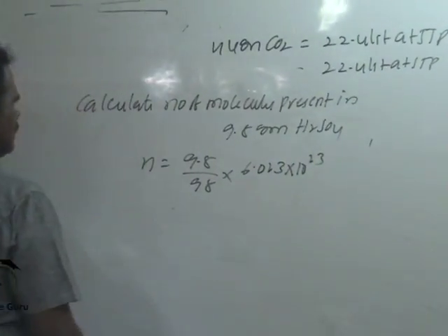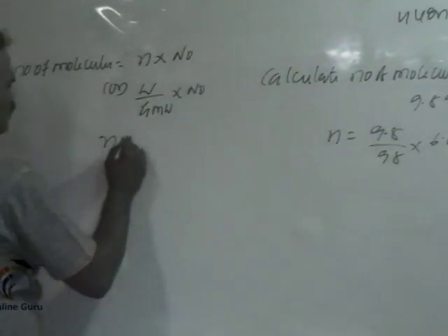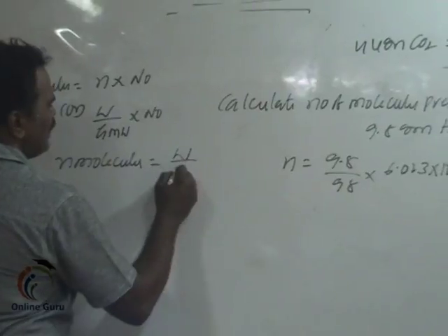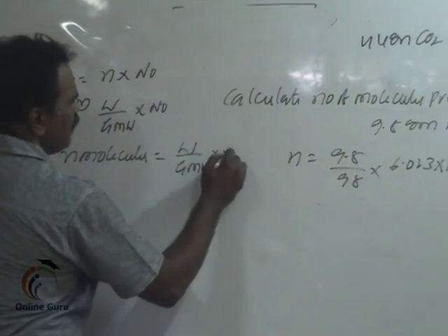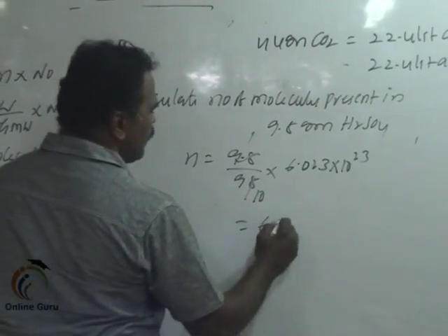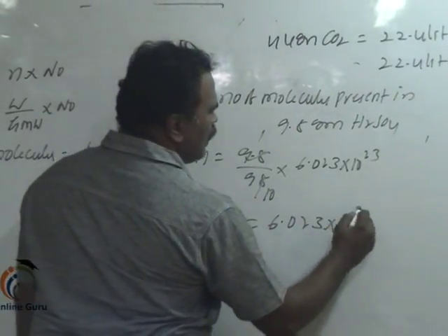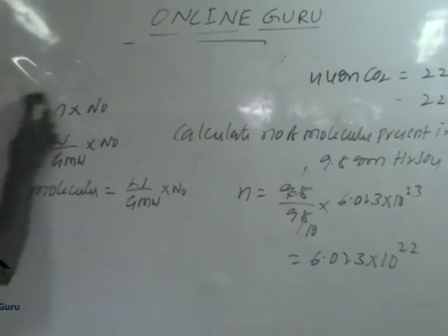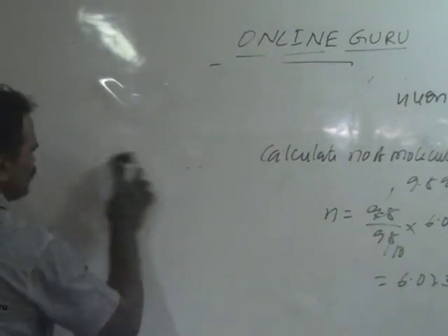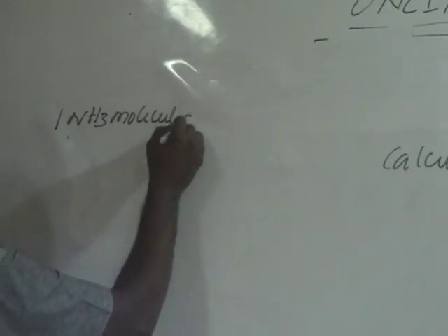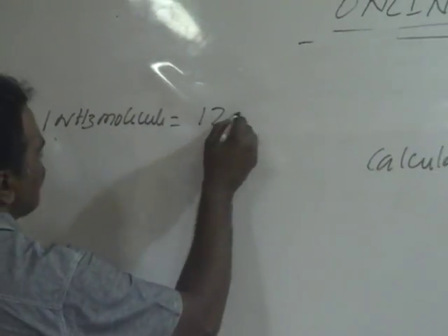The formula is number of molecules equal to weight by gram molecular weight into Avogadro number. This is 0.1 times, and its value is 6.023 into 10 power 22. So simply we are going to discuss one relation, that is one NH3 molecule is equal to 17 grams.